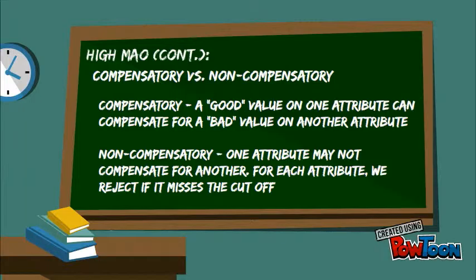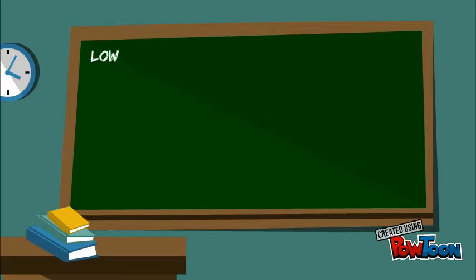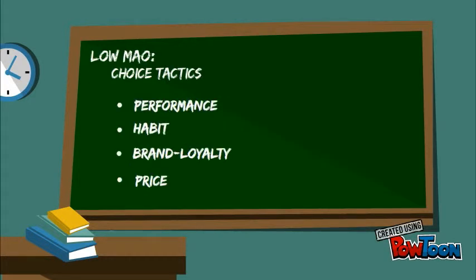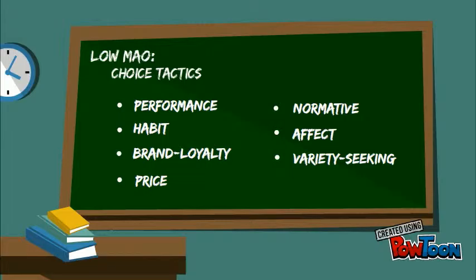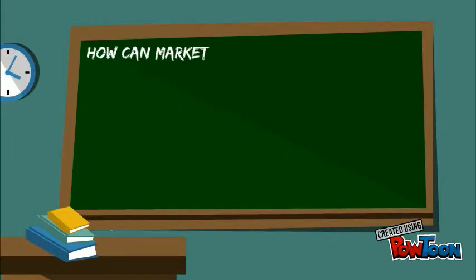Compensatory versus non-compensatory. Compensatory: a good value on one attribute can compensate for a bad value on another attribute. Non-compensatory: one attribute may not compensate for another. For each attribute, we reject if it misses the cutoff. Low MAU choice tactics include performance, habit, brand loyalty, price, normative, affective, and variety seeking.